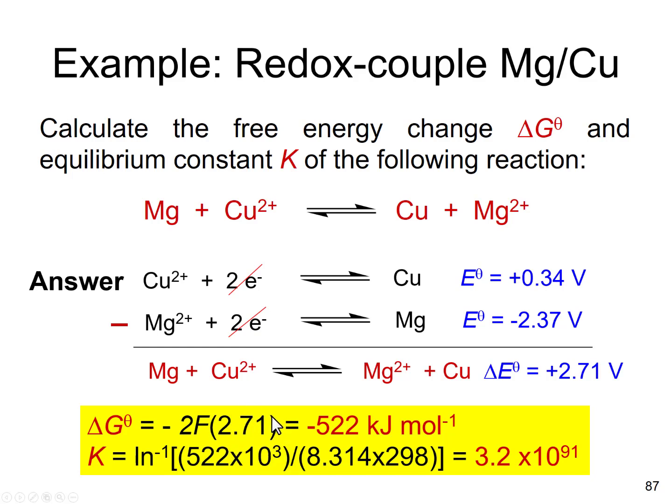So after input of the Faraday constant, you can basically calculate that delta G is minus 522 kilojoules per mole. Now you can use the second equation, which relates delta G to K, and you can get a value of 3.2 times 10 to the power of 91. And so this K is huge, which means this is a very favorable reaction.